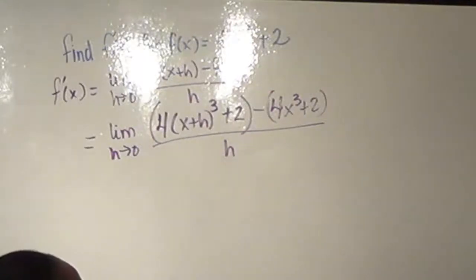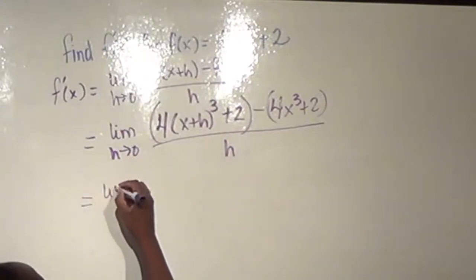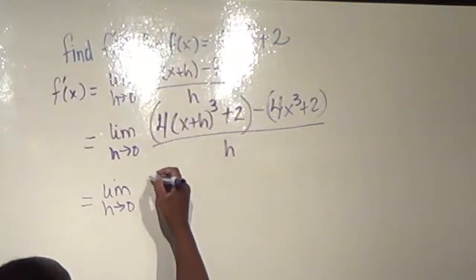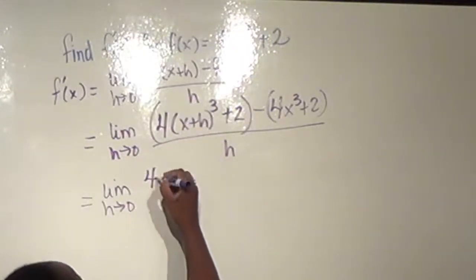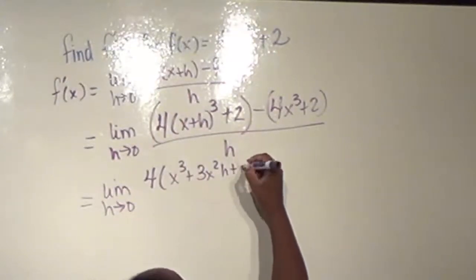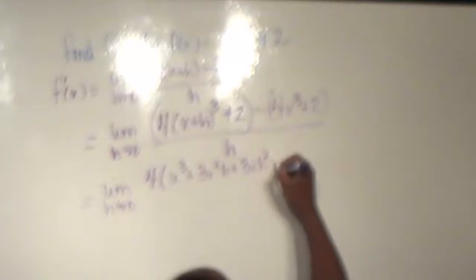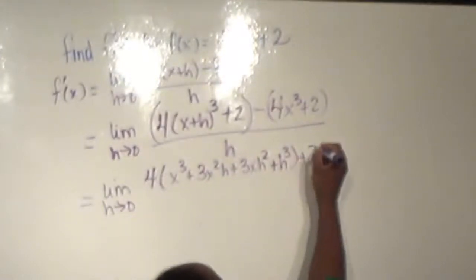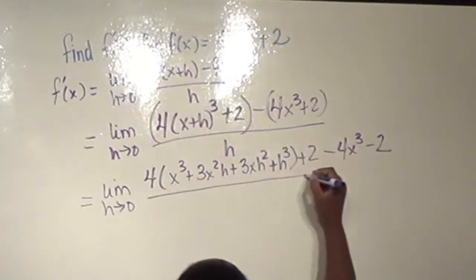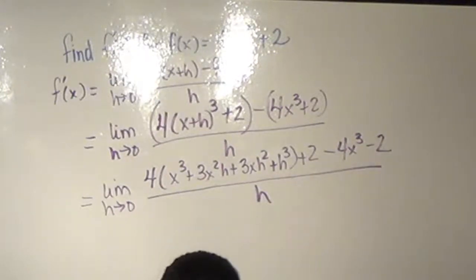From there, we're going to go ahead and expand. This one I'm actually going to write out because I know not everybody is familiar with cubing. So let's write this one out. We'll go ahead and FOIL. Getting our expression here, we'll get 4 times x cubed plus 3x squared h plus 3xh squared plus an h cubed, plus 2, minus a 4x cubed minus 2. And notice there we went ahead and distributed that minus sign in the second term there.